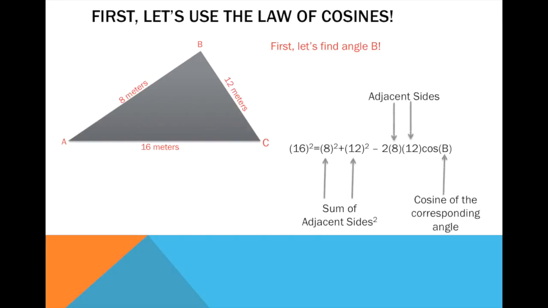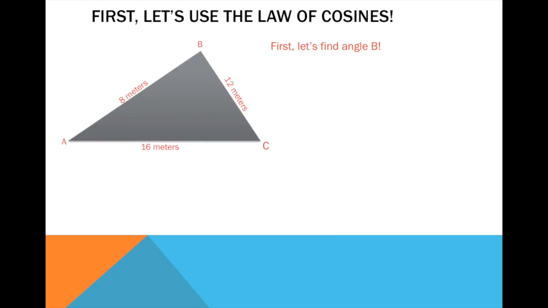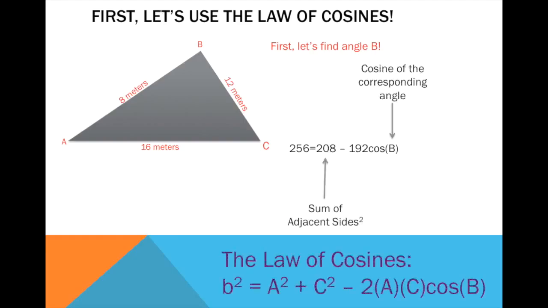So now that we have that done, what we need to do next is simplify this. The 16 squared is going to turn into 256, and then the 12 squared plus 8 squared is going to turn into 208. Then the negative 2 times 8 times 12 turns into a negative 192 cosine of B. And just a reminder, when you have the cosine formula, each variable can be switched out depending on what you're trying to find.